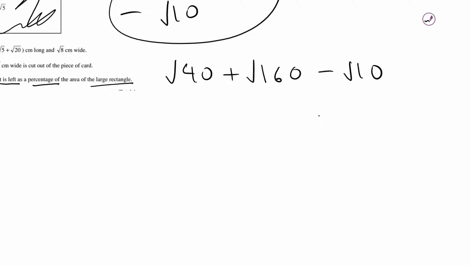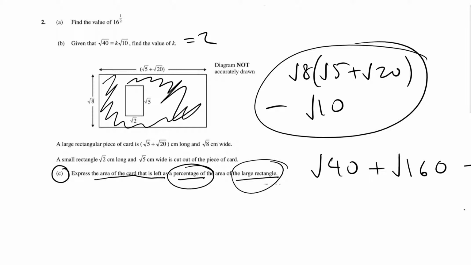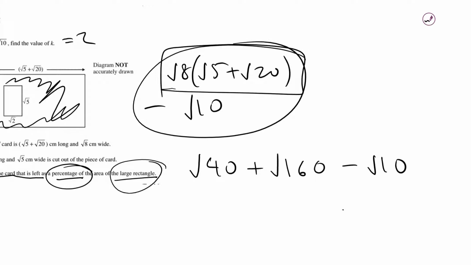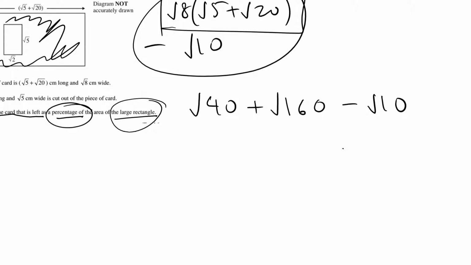Okay, work out this card as a percentage of the original area, the large rectangle. And we know the large rectangle is just, you know, root 8 times whatever, yeah? This thing here. So let's try that out. So how do we make something a percentage, first of all?